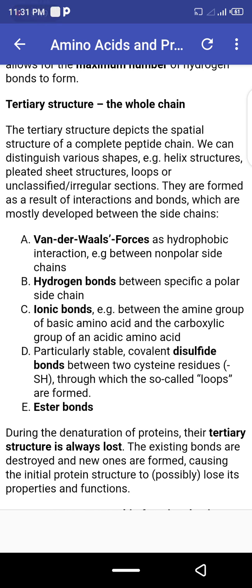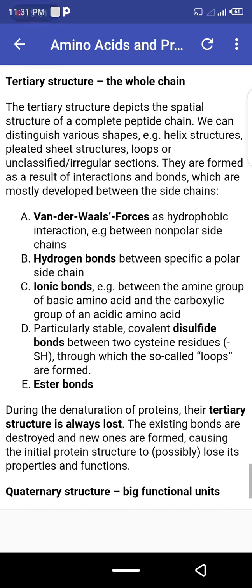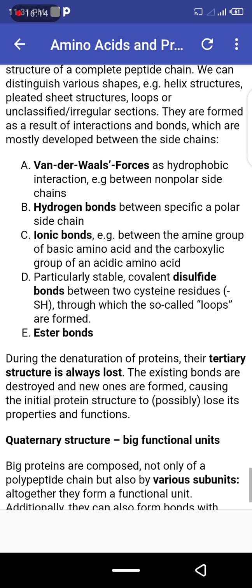Now we are coming to discuss the tertiary structure of the protein in the whole chain. The tertiary structure depicts the spatial structure of the complete peptide chain. We can distinguish various shapes, e.g. helix structure, pleated sheet structure, loops, or unclassified irregular sections. They are formed as a result of interactions and bonds which are mostly developed between the side chains.